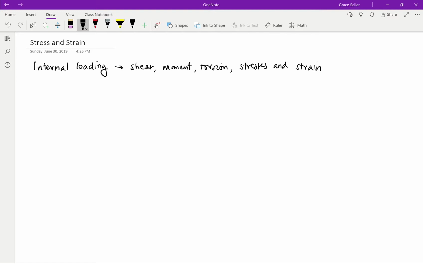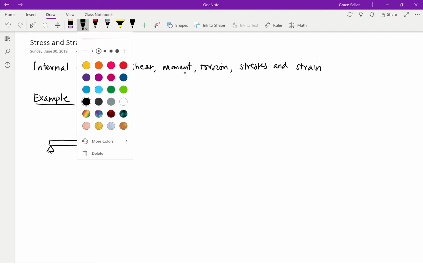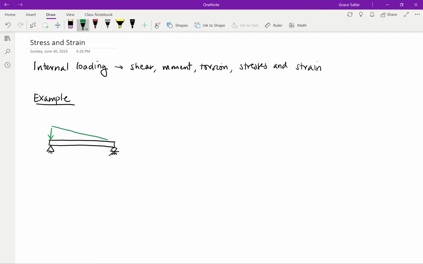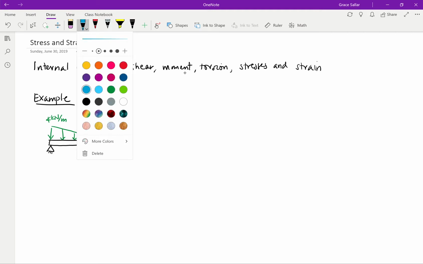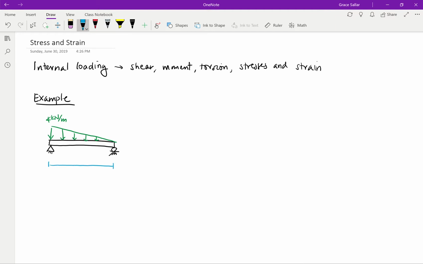So for example, if you're given a question like this, you have a beam that is simply supported. So it has a pin on one side, and then it has a roller on the other side. I like to use different colored pens to help us see what's going on. So we have a triangular load that diminishes over the distance. That is 4 kilonewtons per meter. And then we have our dimensions. This is 6 meters. And then we have our points. So this is point A and then point B.